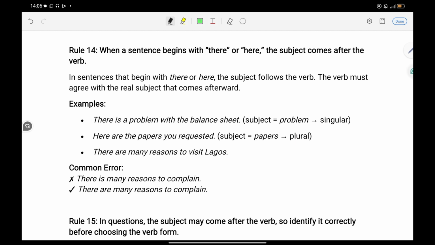Next one. There are many reasons to visit Lagos. Why is it "are"? Because it's many reasons. So when you have "there" or "here" beginning a sentence, the subject usually comes after the verb.